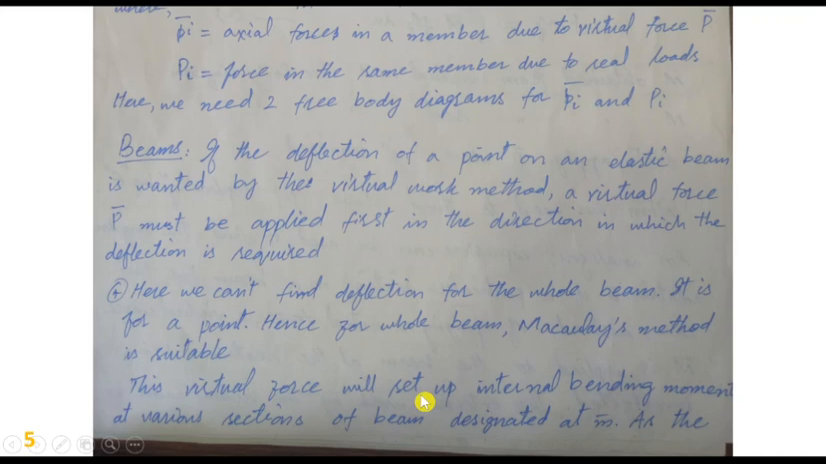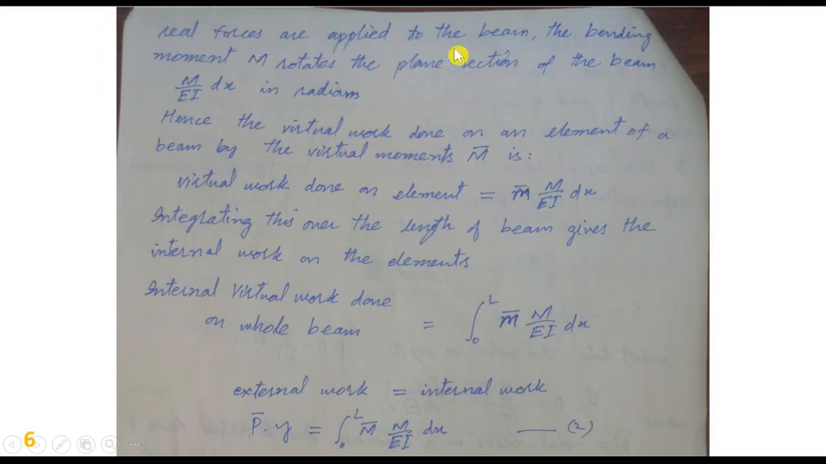This virtual force will set up internal bending moment at various sections of beam, designated as M bar. So due to this virtual force P bar, there might be internal bending moments virtually, that will be called as m bar. As the real forces are applied to the beam, the bending moment M rotates the plane section of the beam by M over EI into dx in radians. So real forces applied, bending moment rotate the plane, and that is the relation between these two.